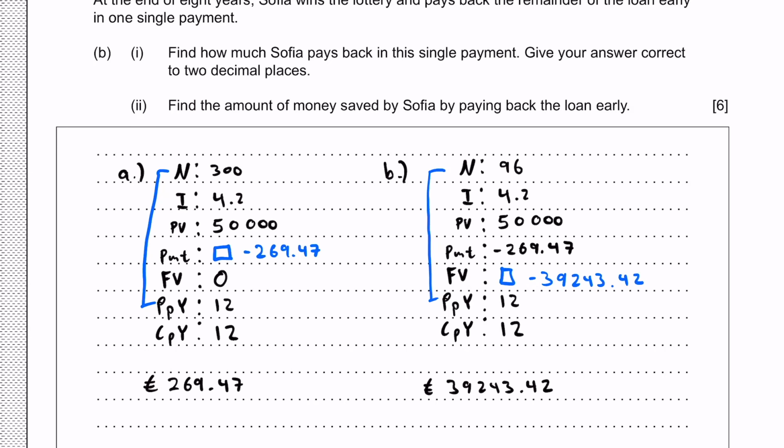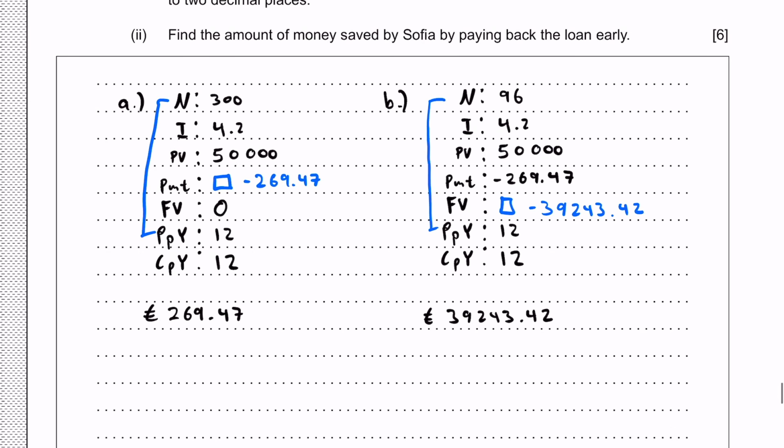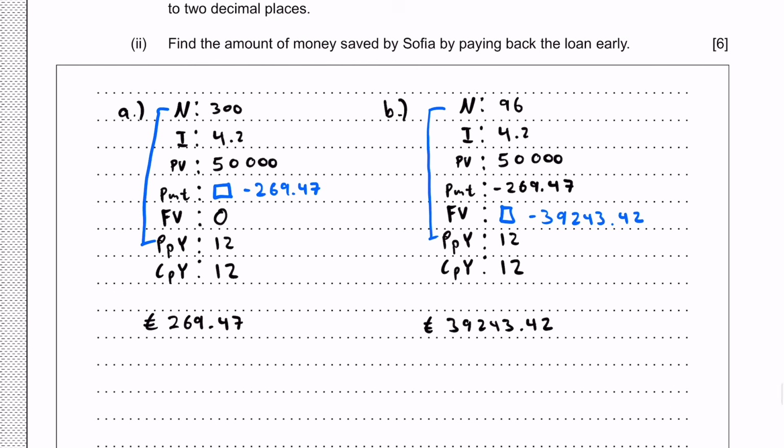Part 2. Find the amount of money saved by Sophia by paying back the loan early. Okay, so this is kind of an interesting question. If she were to pay it back in these small incremental payments of $269 or thereabouts over this 25 years, she would pay it off slower and she would have to pay more interest.